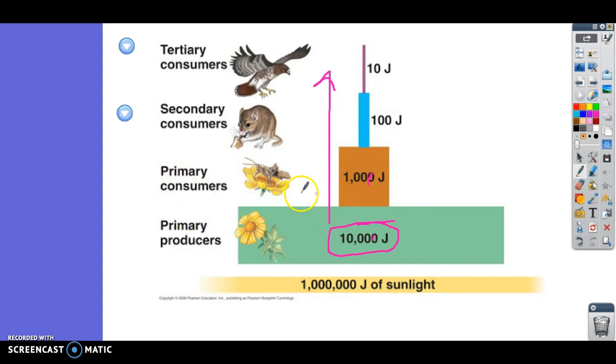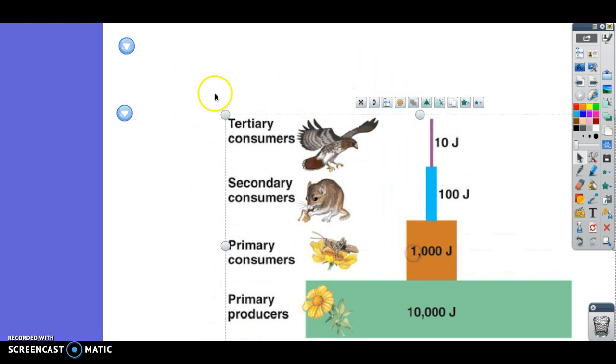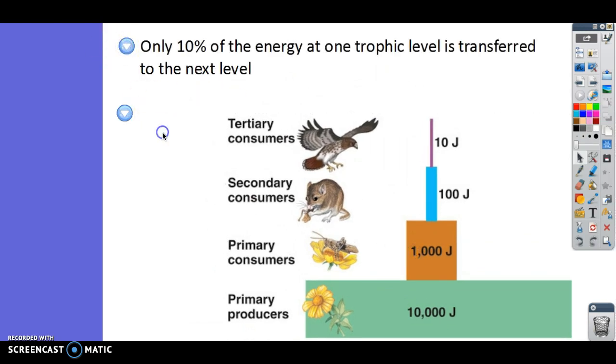Okay, our primary consumers only have 1,000 joules of energy. Secondary consumers have 100 and tertiary have 10. So why does our energy decrease? Well, we're going to talk about why it does, but for now, we're just going to write down the fact that energy decreases as you move up the food web.